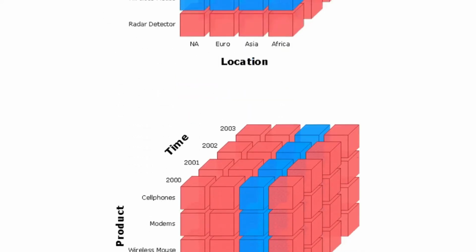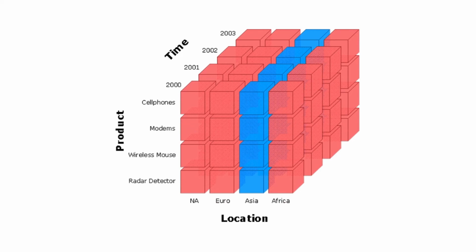You can also slice by region. Say you're only interested in Asia. Just take that slice out of the location dimension. It's like filtering the cube to see only what you care about.